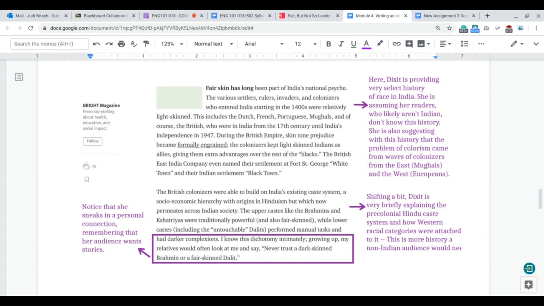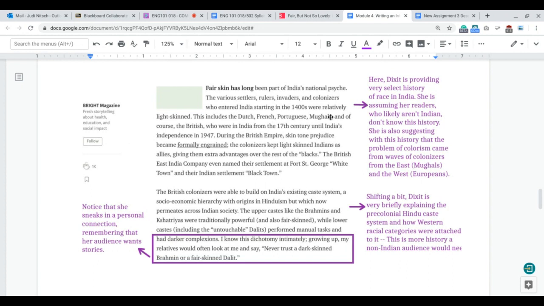The British colonizers were able to build on India's existing caste system, a socioeconomic hierarchy with origins in Hinduism, but which now permeates across Indian society. The upper castes, like the Brahmins and the Kshatriyas, were traditionally powerful and also fair-skinned, while lower castes, including the, quote, untouchable Dalits, performed manual tasks and had darker complexions. I know this dichotomy intimately. Growing up, my relatives would often look at me and say, never trust a dark-skinned Brahmin or a fair-skinned Dalit.